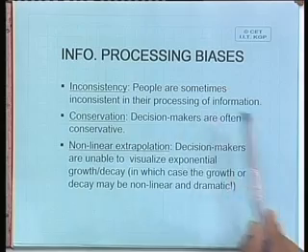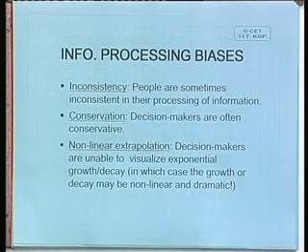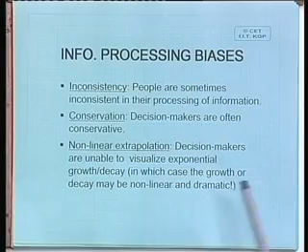Then let us see some information processing biases. You see, these biases are basically those of people, and you cannot rule out inconsistency in information processing by people as well. People are sometimes inconsistent in their processing of information. So, sometimes for the same thing you have to give a subjective weightage, you may give 7 out of 10, another time you may put 8. So, you may not be completely consistent.